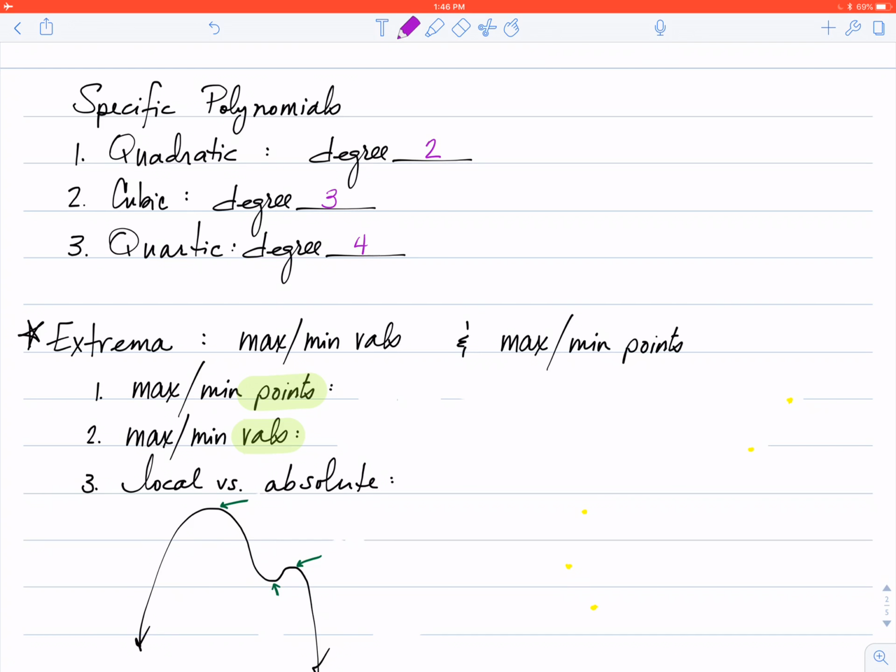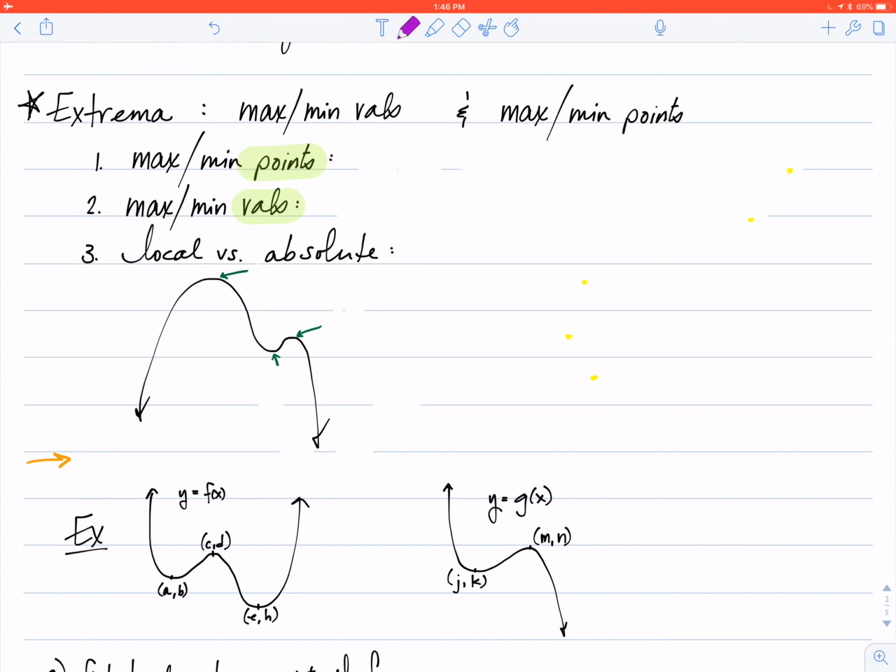Okay, let's talk about extrema. Extrema, these are either going to be maximum and minimum values or maximum and minimum points. So extrema is kind of the umbrella term that talks about all of your maxes and mins.